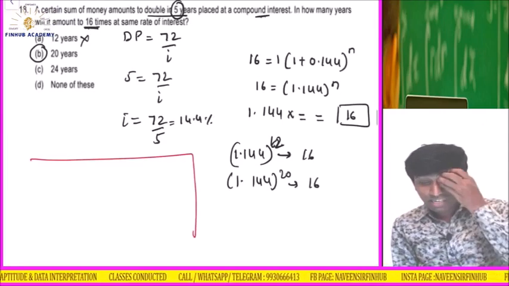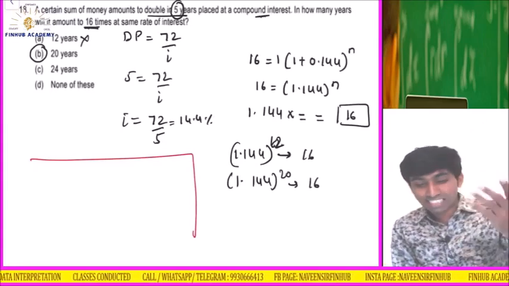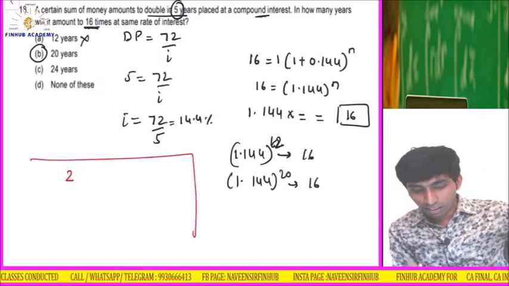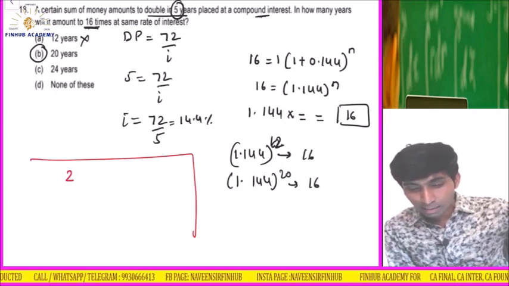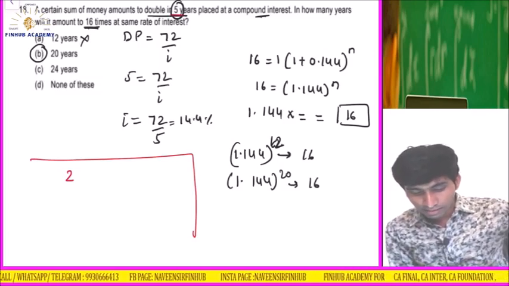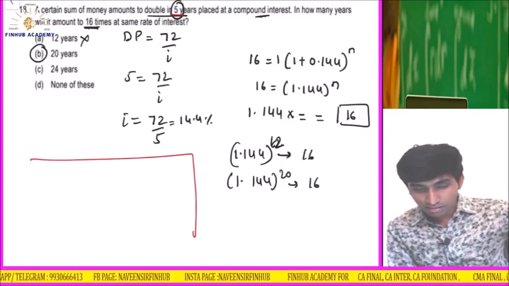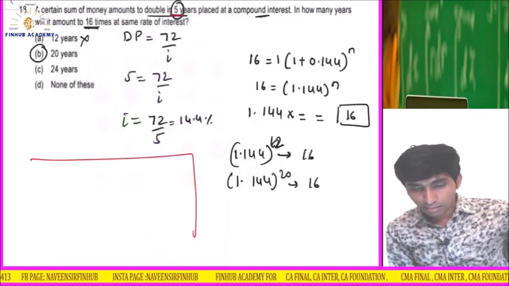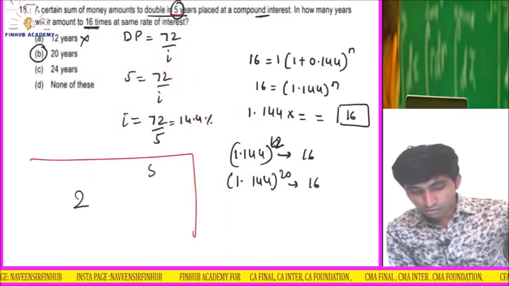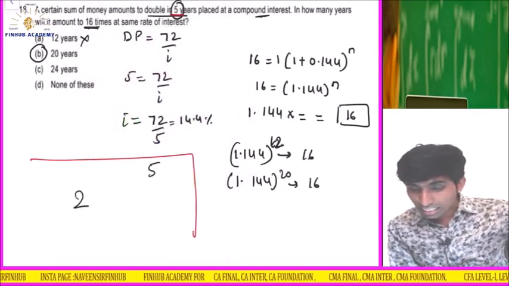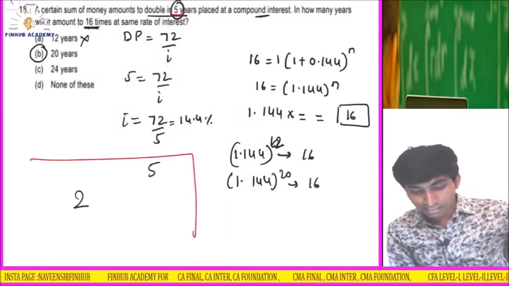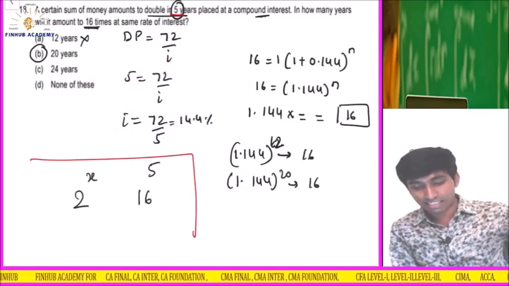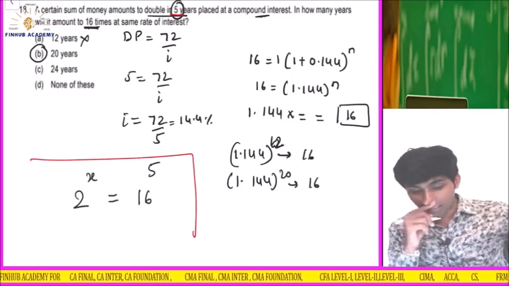Listen. What we used to do in class, if it is 16 times, we used to change the power. How? Let's say it doubles in how many years? 5 years. What is given? The amount is getting doubled in 5 years. So we used to write it like this. In how many years will it become 16? So I used to write 16 here. In how many years means x, I will write here and then equate. Please understand what I did.